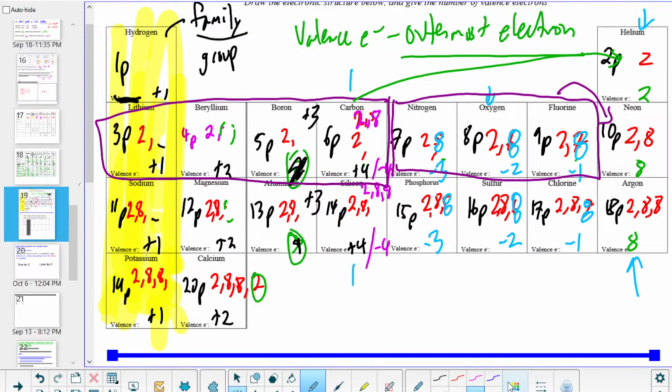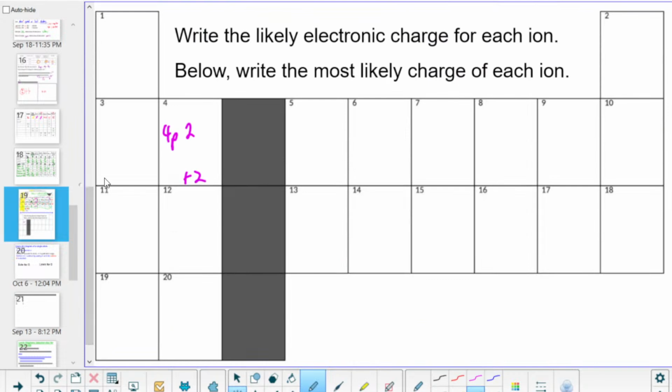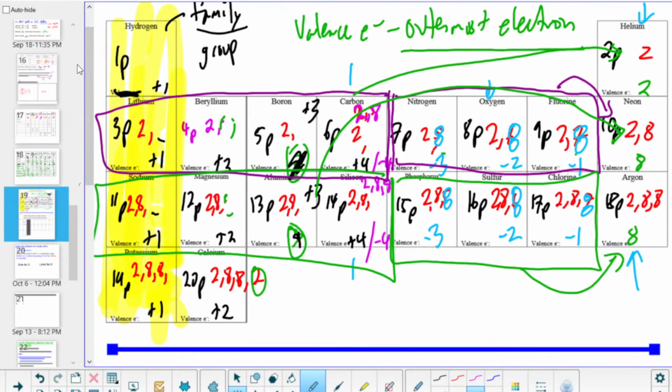And you'll see a similar pattern here. Which one are these ones trying to become like? Argon. And then these ones are trying to become the previous ones, like neon. Now, I did not draw on this one because I didn't want to redraw all those things, but that should be reflected on both of yours.